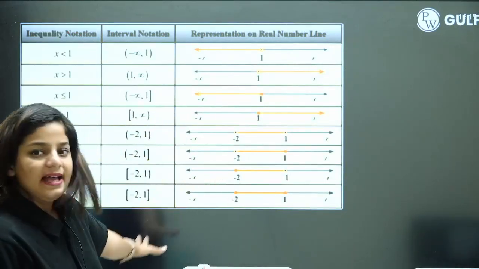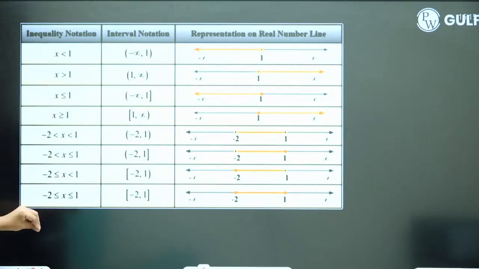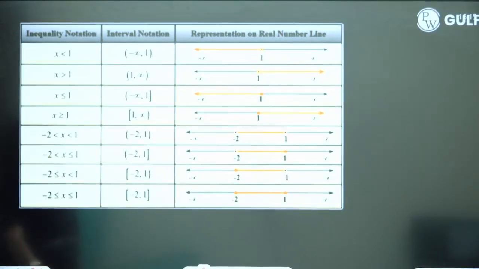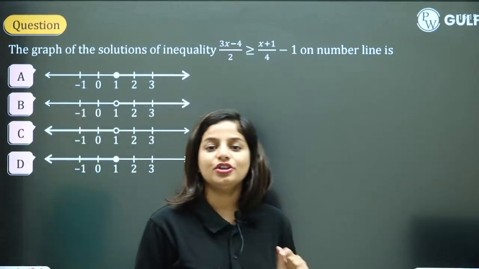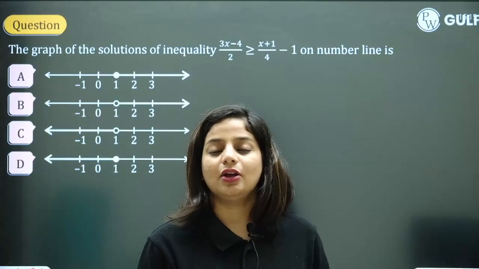These are some more examples. If you want to go through, someone can pause and understand it. I'm just going ahead with the first question of linear inequalities in one variable.